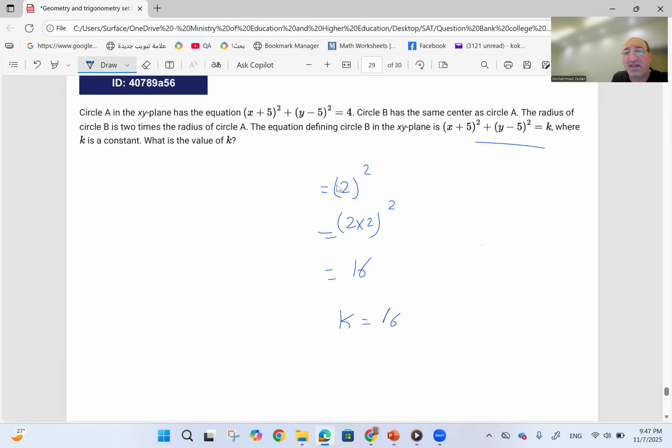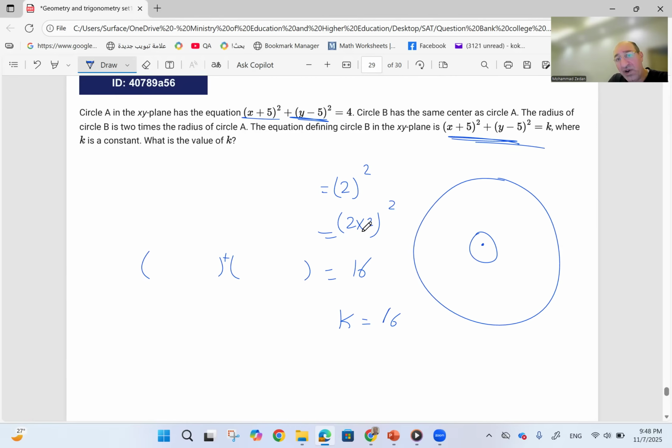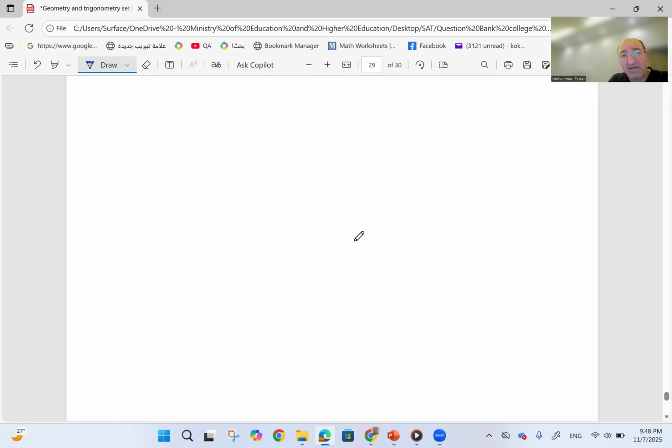So if the circle is enlarged like this, the center does not change. The brackets of the completed square will not change; they will be the same. Only k will change from 4 to 16 if the radius is doubled, because you go inside to the radius value, double it, and then square the result to get the value of k.